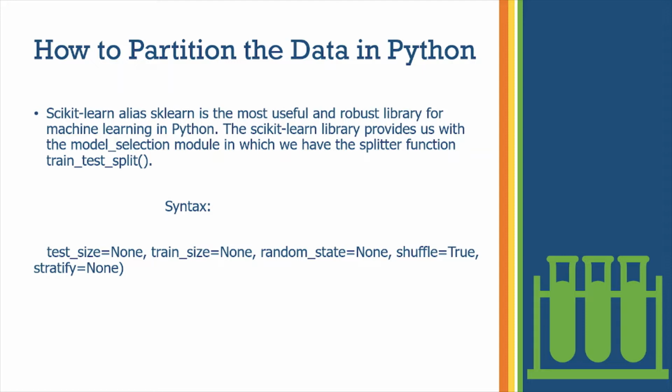Scikit-learn, alias sklearn, is the most powerful and robust library for machine learning in Python. The scikit-learn library provides us the model selection module, which has the splitter function train_test_split. The syntax is as follows. Now we will discuss each of the parameters one by one.